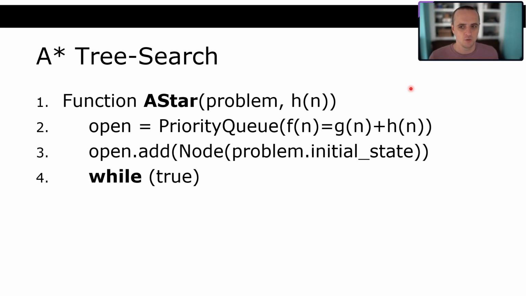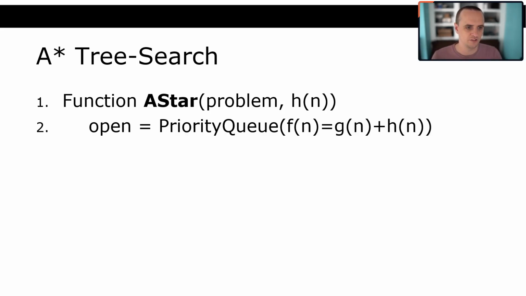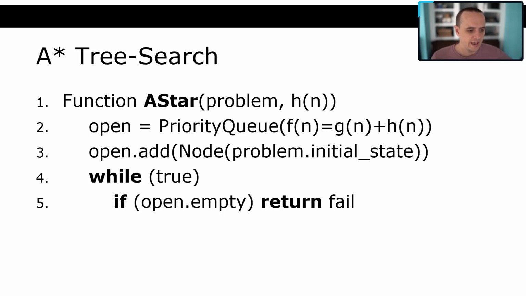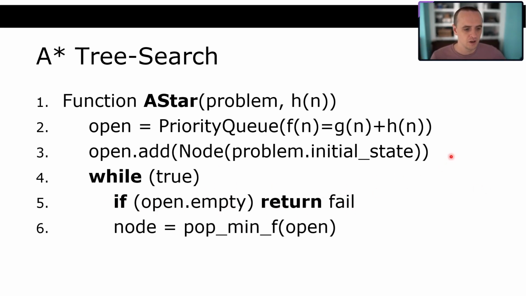Then forever, we basically have the same thing that we had before. I had one typo here, so I'm fixing that before I show you. So while true, if our open list is ever empty, then we fail, just like tree search. Otherwise, the node that we get from the open list is the minimum F value node from the open list. If we've implemented our open list as a vector or an array, we would iterate through all of them and remove the node that had the minimum F value. Or if we have a priority queue, we can just pop it off the priority queue.